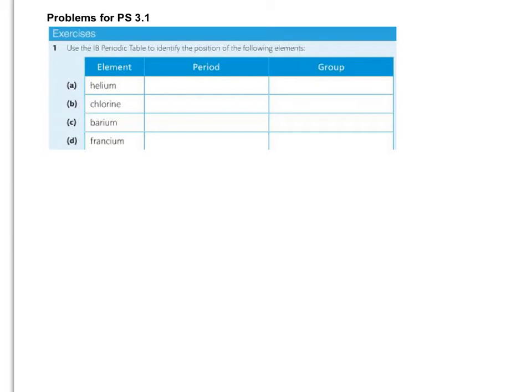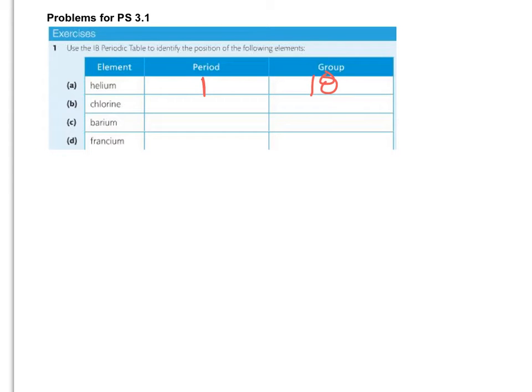Number 1 in the exercises says use the IB periodic table to identify the position of the following elements. The period is whatever row it happens to be in, whereas the group is the vertical column that it lies in. So helium is technically in period 1, row 1, and technically it's in group 18, although occasionally it's put with group 2 because it has just the 2 electrons, but most periodic tables put it over in group 18 with the noble gases.